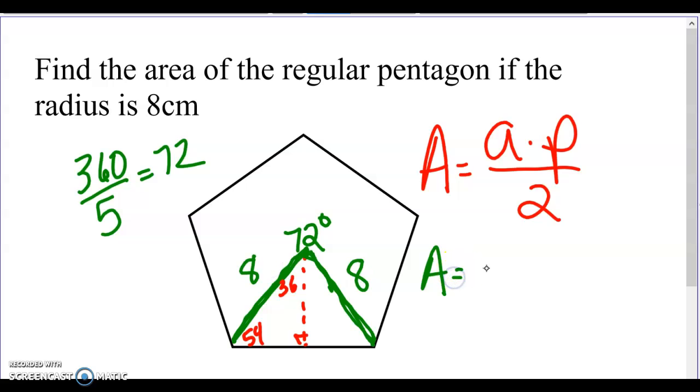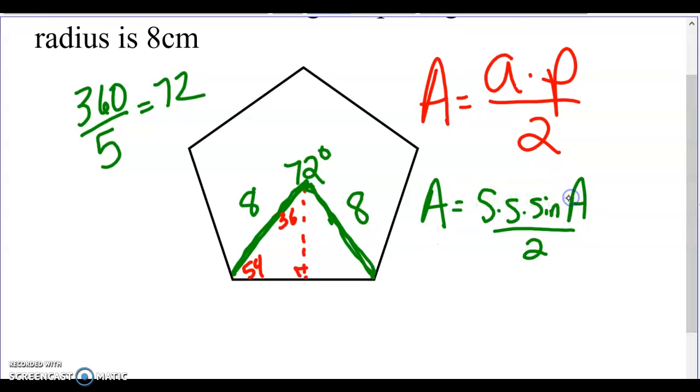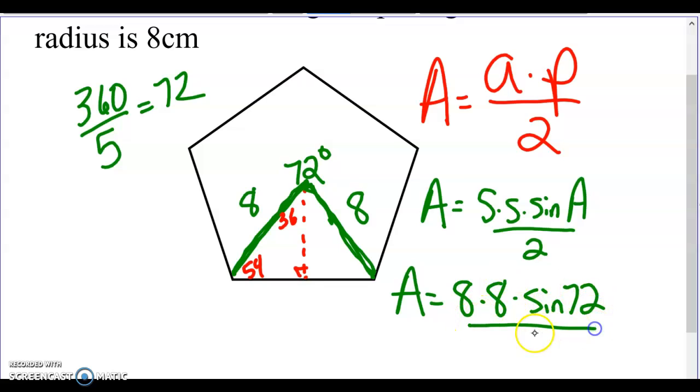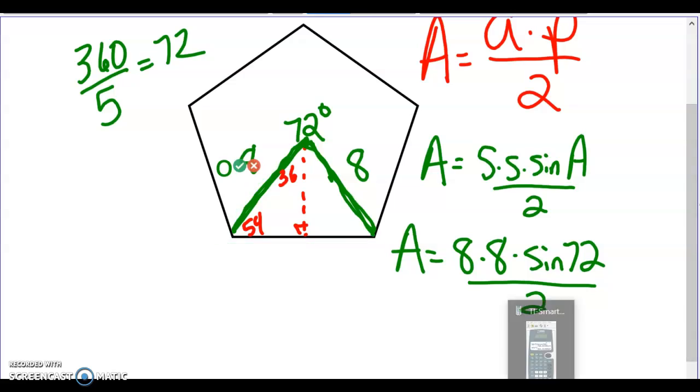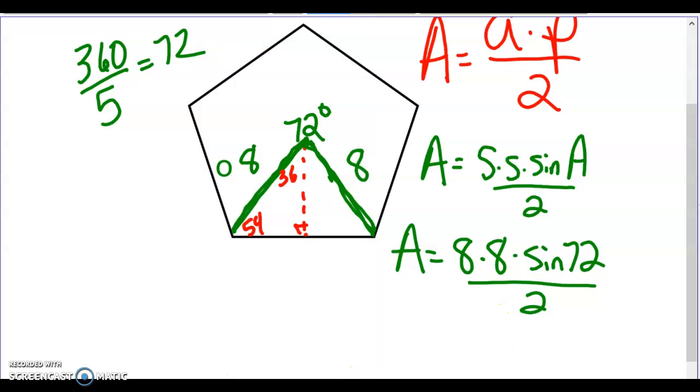So all I'm going to do is use the area as side times side times the sine of the angle, divided by 2. So that would be 8 times 8 times sine 72, divided by 2. However, that will only tell me the area of this green triangle right here. So when I type that in on my calculator, 8 times 8 times sine 72, close the parentheses, equals, and then divide by 2, I get 30.4. That 30.4 is only the area of this one triangle.